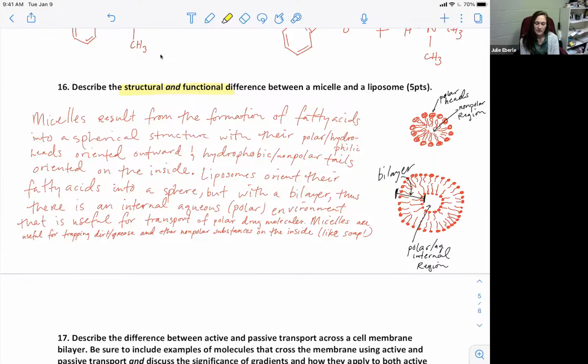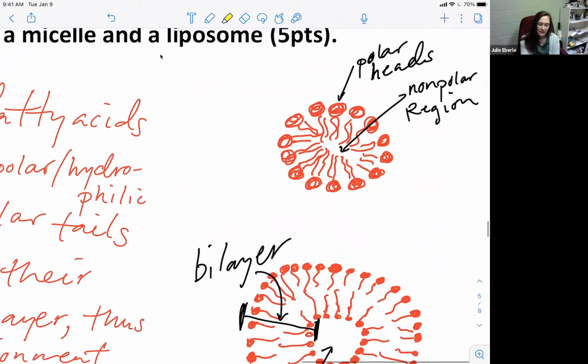But structurally, micelles have an internal nonpolar region because all the nonpolar fatty acid chains are oriented inwards, because they're water fearing. And then the polar head groups, the carboxyl groups, are all pointed outwards. So you get this internal region that is completely nonpolar. Structurally, that's how it looks. Functionally, this is useful for trapping dirt and grease and nonpolar molecules, how soap works. That's the functional difference.